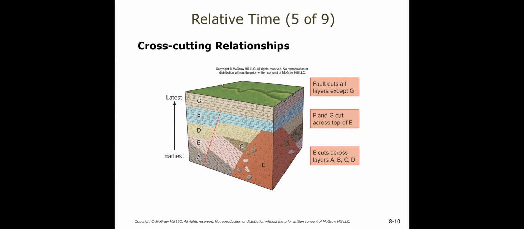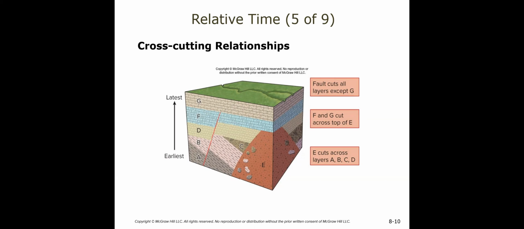For example, here, we see that a fault cuts all layers except for G, that red line there. So what is older, the fault line or G? Well, we would say G is older because if the fault line was younger than G, you would expect the fault line to go through G, right? So the rock was faulted, an earthquake, for example, and then G arose.